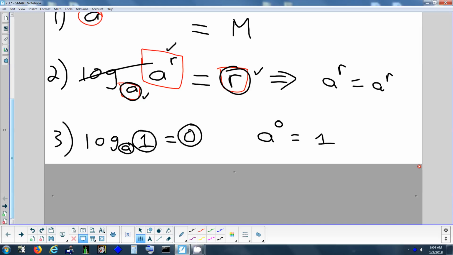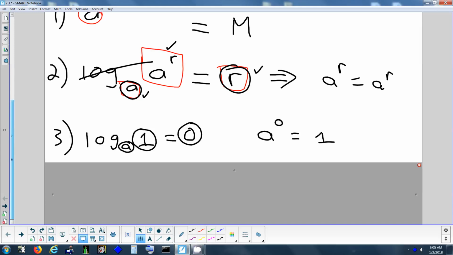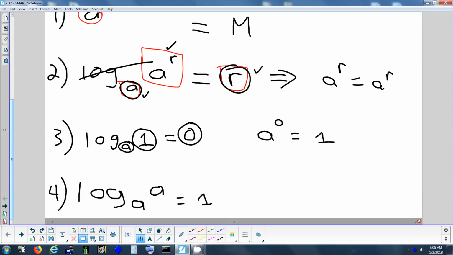So the reason why rule number 3 works is because anything to the 0 power is 1. It's a basic property from algebra. So anything to the 0 power is 1. So on the right, that's just the explanation why this rule works. But the rule itself is what you really want to know. Right, and this one.